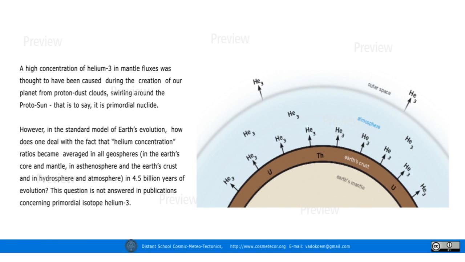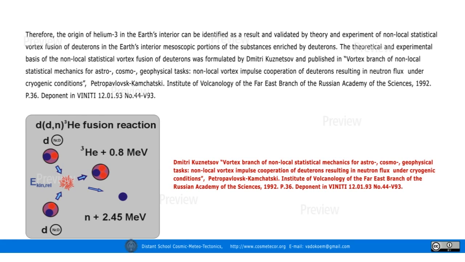A high concentration of helium-3 in mantle fluxes was thought to have been caused during the creation of our planet from proton dust clouds swirling around the proto-sun, that is to say, it is a primordial nuclide. However, in the standard model of Earth's evolution, how does one deal with the fact that helium concentration ratios became averaged in all geospheres, in the Earth's core and mantle, in the asthenosphere and the Earth's crust, and in the hydrosphere and atmosphere in 4.5 billion years of evolution? This question is not answered in publications concerning primordial isotope helium-3.